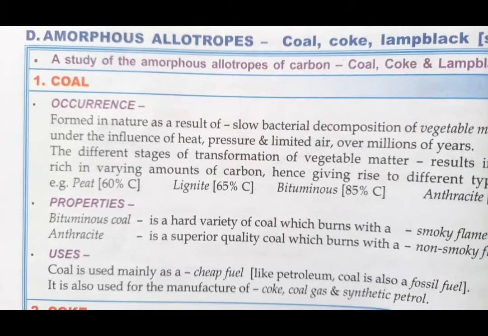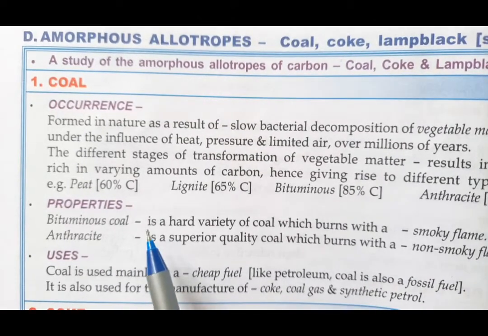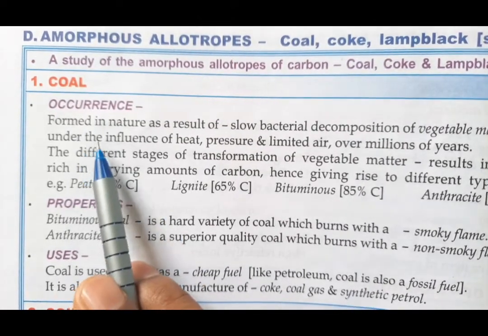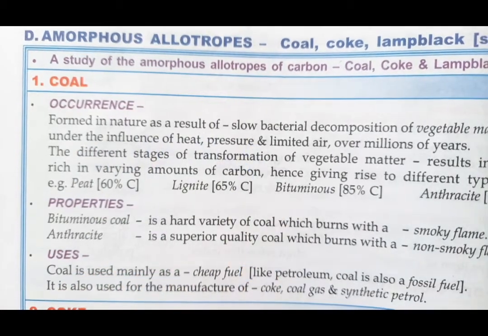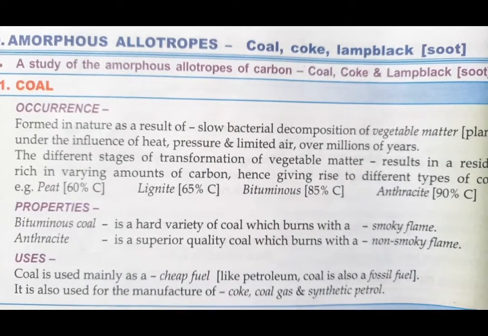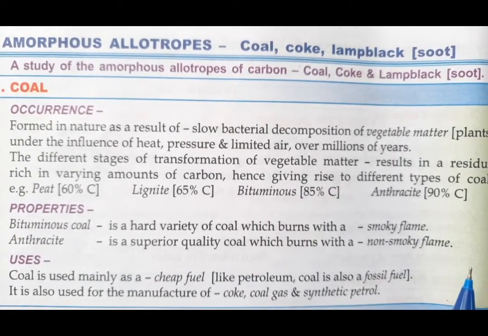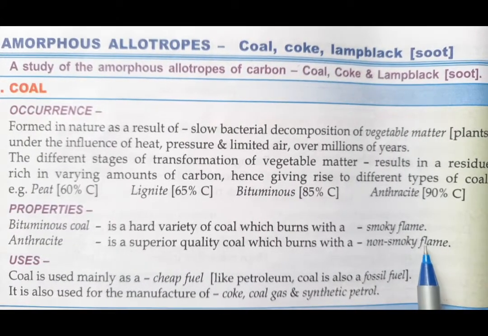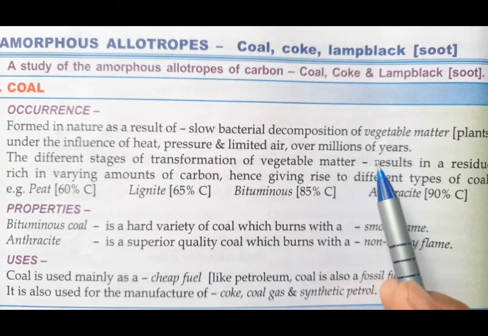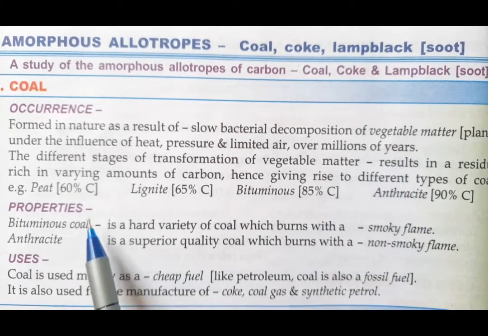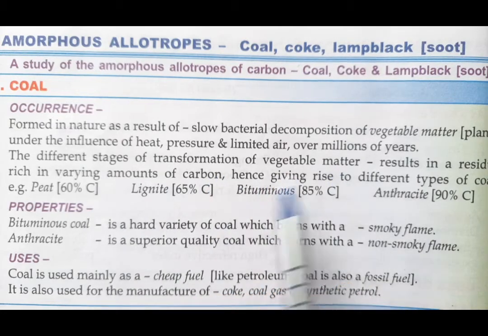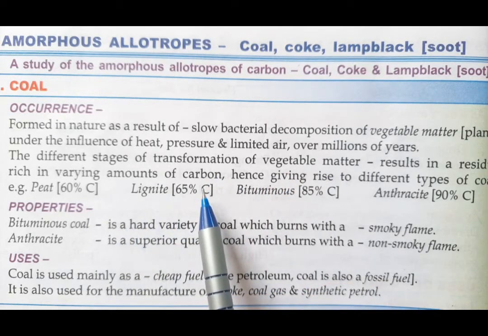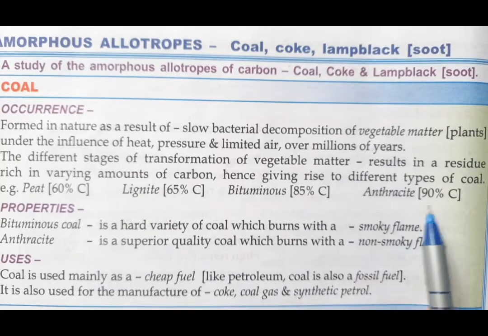Okay, now let us go with the coal first. Students, occurrence of coal. Coal is formed in nature as a result of slow bacterial decomposition of vegetable matter, which we get from plants, under the influence of heat, pressure and limited air over a million years underground. Different stages of transformation of vegetable matter result in different forms of carbon. So different types of coal.